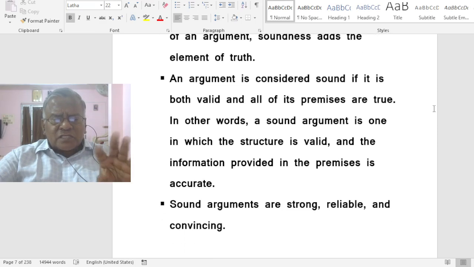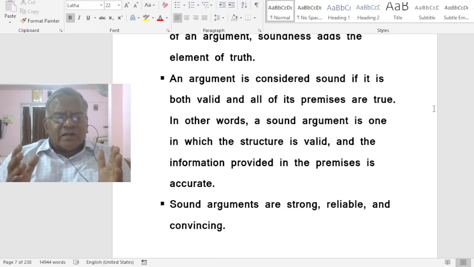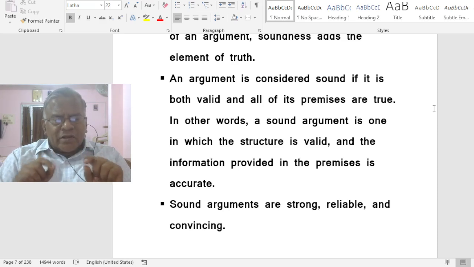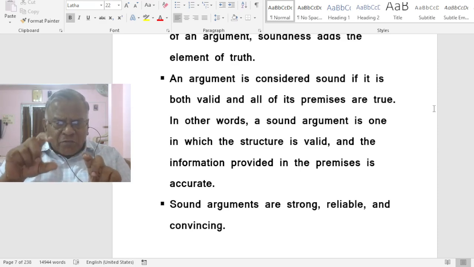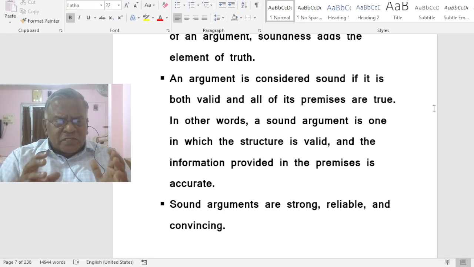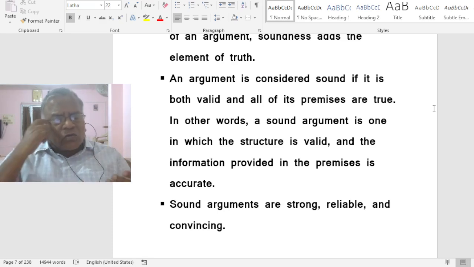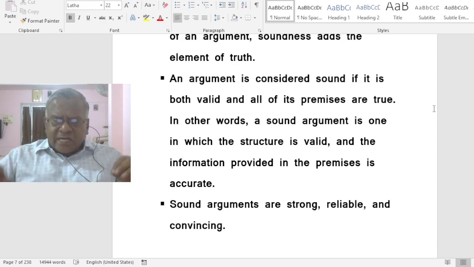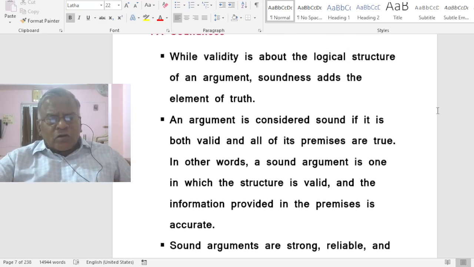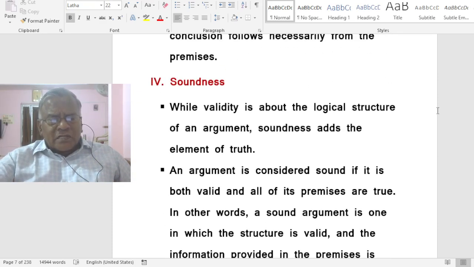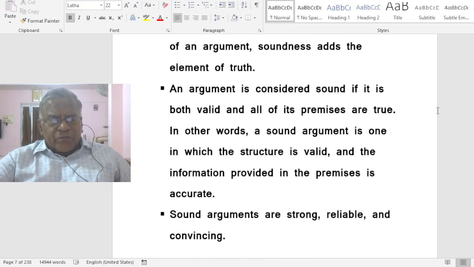In other words, a sound argument is one in which the structure is valid and the information provided in the premises is accurate. In the example I have given you, the premises are true, accurate, and the conclusion also is very true, certain. By all means it is correct. That is the idea here. So this is called a logical inference, the soundness of the argument.